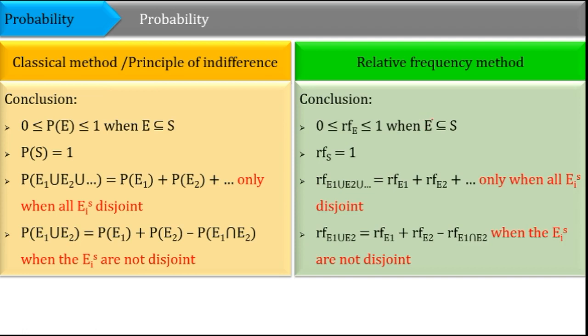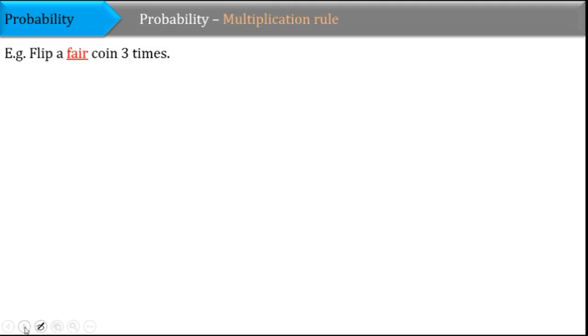What about for relative frequency? Well, we have exactly the same results, except now that it's going to be the relative frequencies, still between 0 and 1. Relative frequency of the sample space is still 1. Of the union, we still add when they're disjoint. We have to subtract the intersection when they're not disjoint. So whether it's probability or relative frequency, we have exactly the same properties for both.